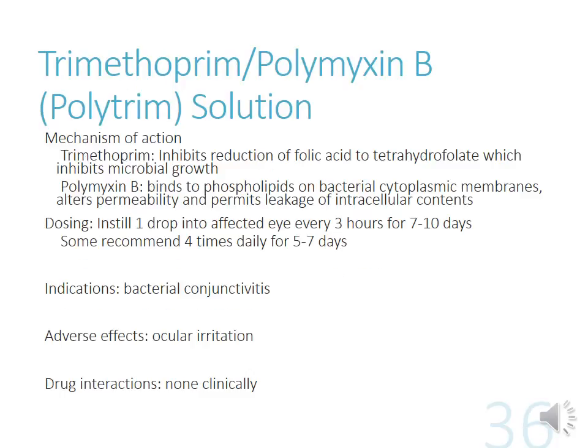Moving on, we'll have our Polytrim solution. So this is a combination product. We actually have trimethoprim and polymyxin B. And so this is a case where we're using 2 different antibiotics with 2 different mechanisms of action to have some synergy here. For the trimethoprim, the way this is going to work is by inhibiting the reduction of folic acid to tetrahydrofolate. If the bacteria can't process folic acid, it's not going to be able to commence cell replication because it can't produce DNA appropriately. And so that's eventually going to lead to cell death.